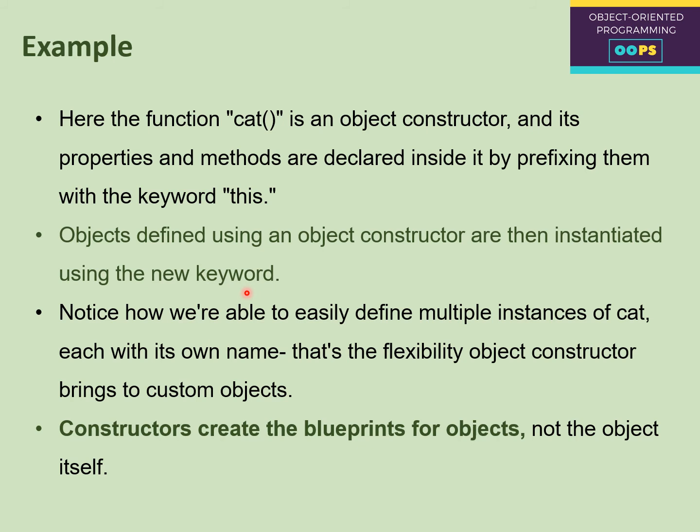We are trying to define the class concept in the format of a function, and that function is termed as object function or constructor object. Objects defined using an object constructor are then instantiated using the new keyword, and we can initialize that object constructor using the new keyword. Notice how we are able to easily define multiple instances of cat, each with its own name. That is the flexibility an object constructor brings to custom objects.